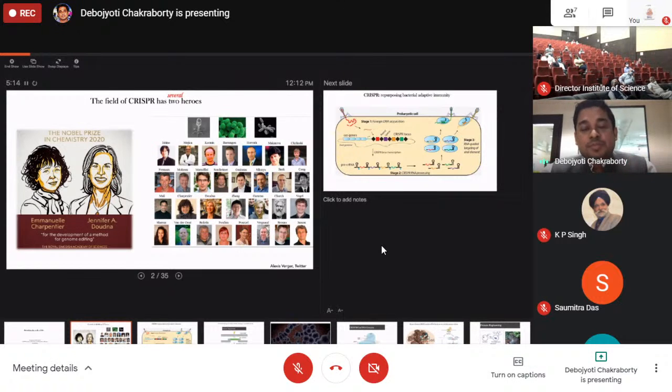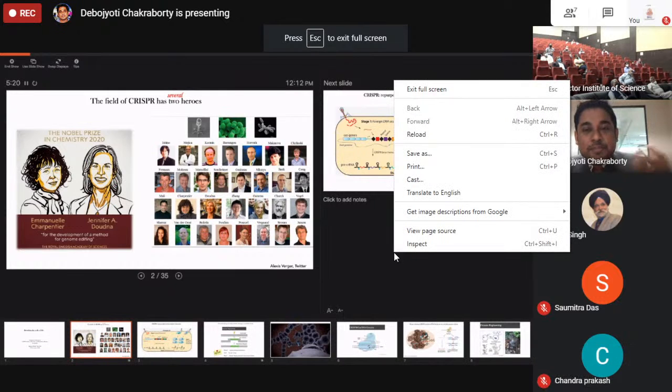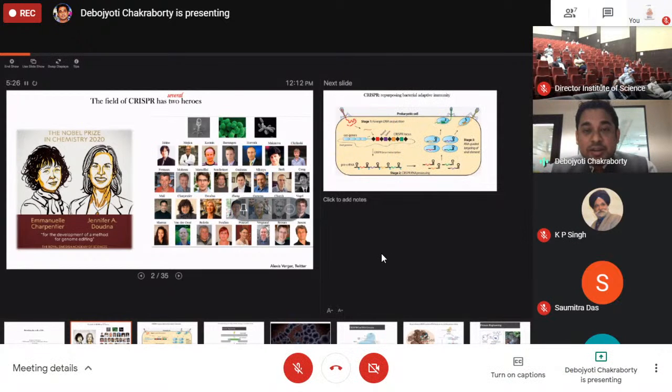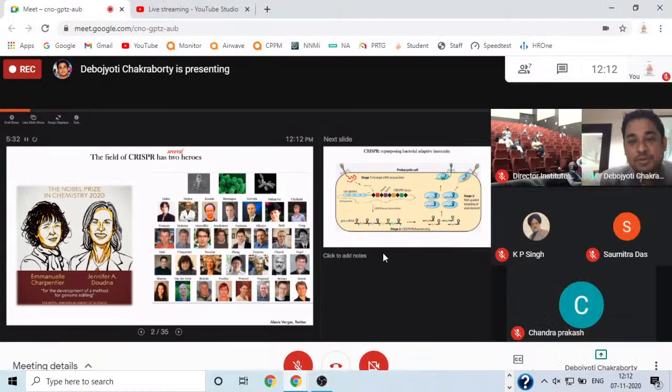So when we get exposed to a microorganism, we develop an immunity because there is pre-recorded information present in our body, and it seems that the bacteria are smart enough to have a similar kind of immunity, and that's where the whole concept of CRISPR came about.